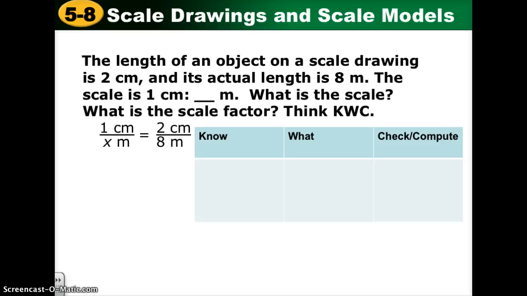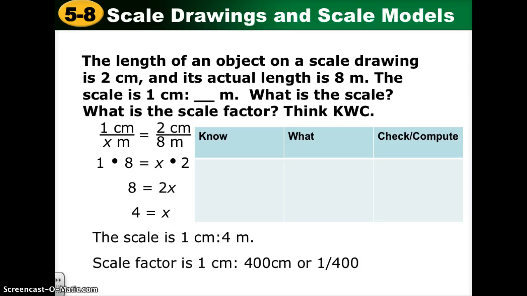Here's what we know. 1 centimeter compared to x meters is equal to 2 centimeters compared to 8 meters. They are proportional. So we cross multiply: 1 times 8 and x times 2. 8 equals 2x, so x equals 4. So the scale is 1 centimeter to 4 meters.